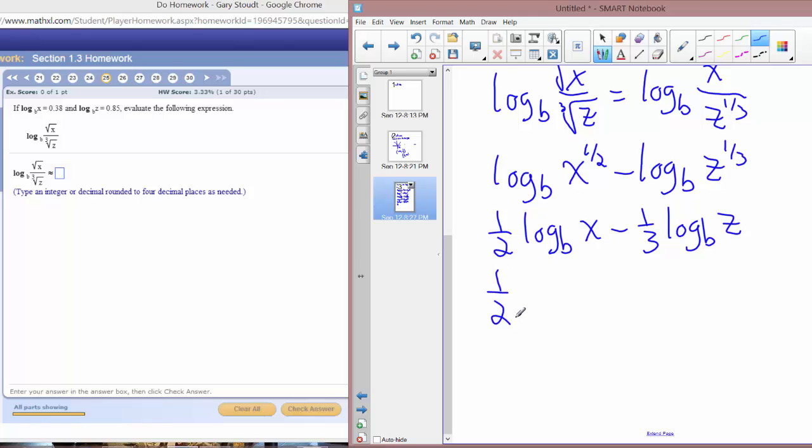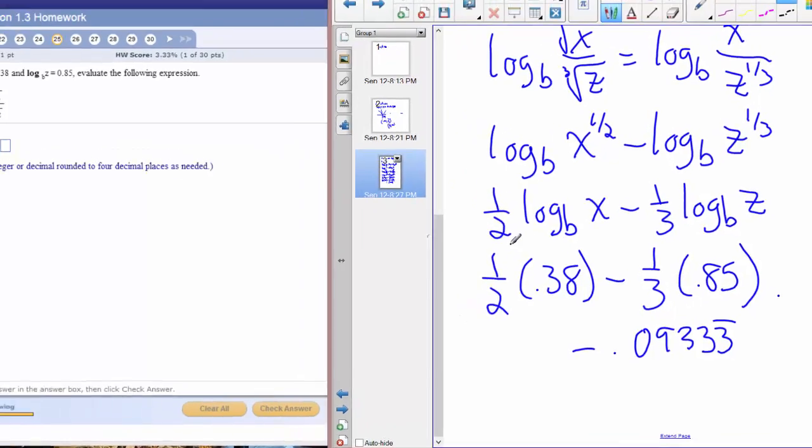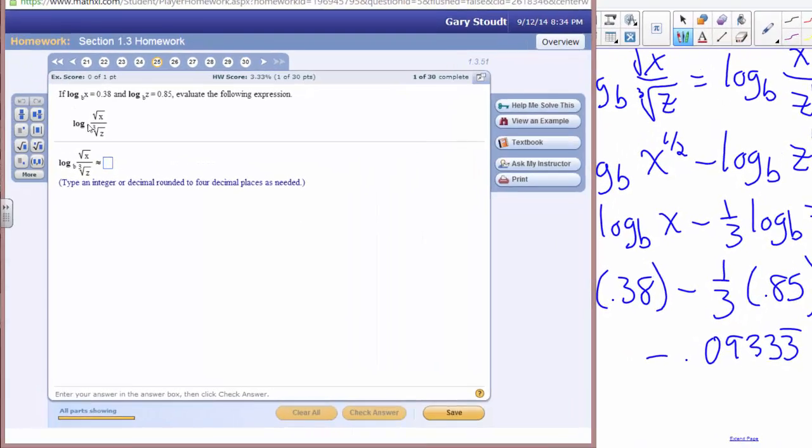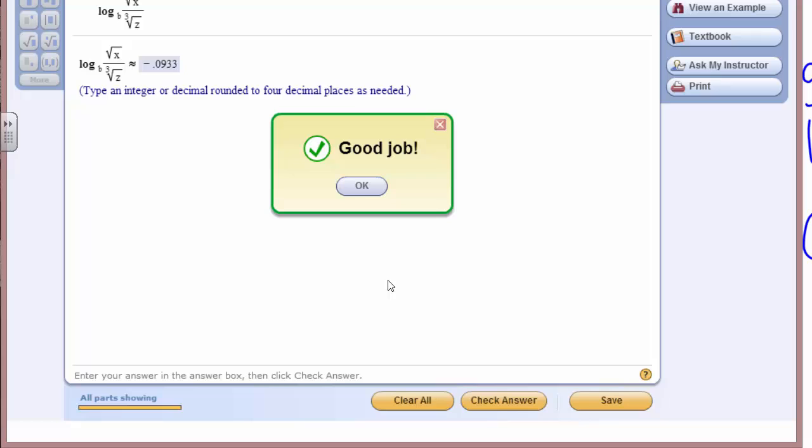And since log base b of x was 0.38 and log base b of z was 0.85, a little arithmetic will get us the answer here. That's something you can just type into your calculator and you get negative 0.09333 and so on. Since they only ask for 4 decimal places, we'll be able to type that in. So let's check our answer. Negative 0.0933. And there we have it. So those are the two in section 1.3 that people seem to have trouble with.